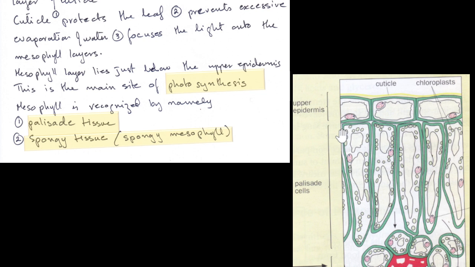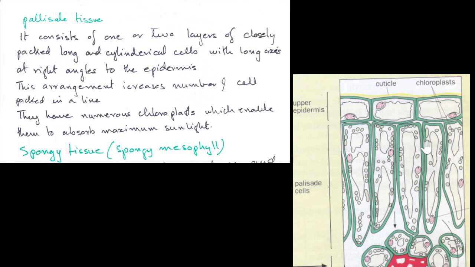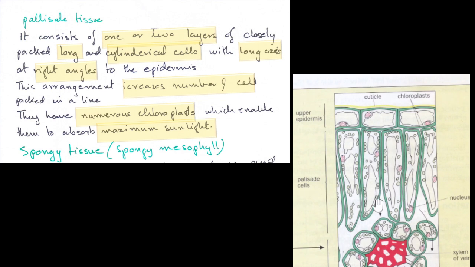Now, palisade tissue consists of one or two layers of closely packed, long and cylindrical cells with long axes at right angles to the epidermis. This arrangement increases the number of cells packed in a line. They have numerous chloroplasts which enables them to absorb maximum sunlight.